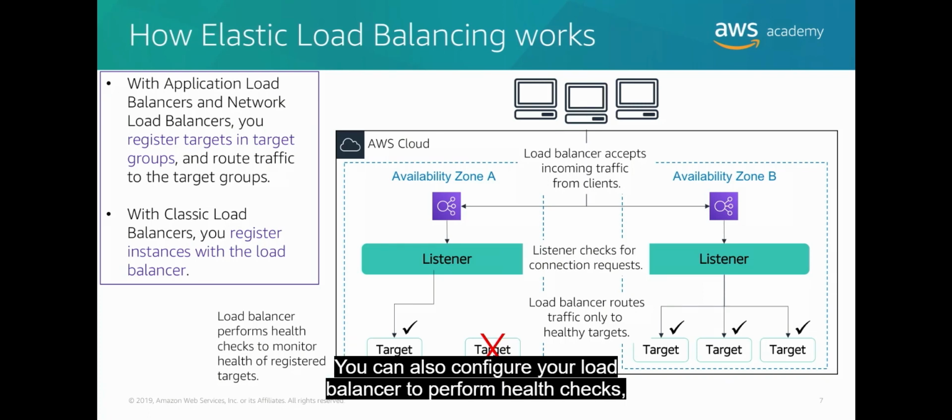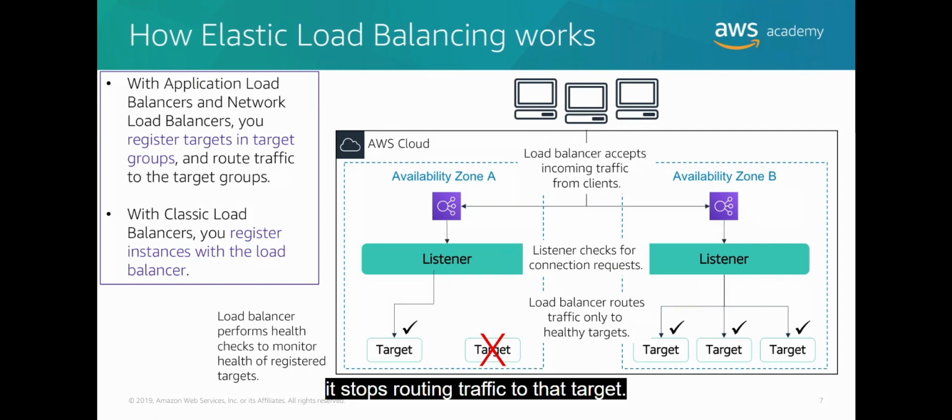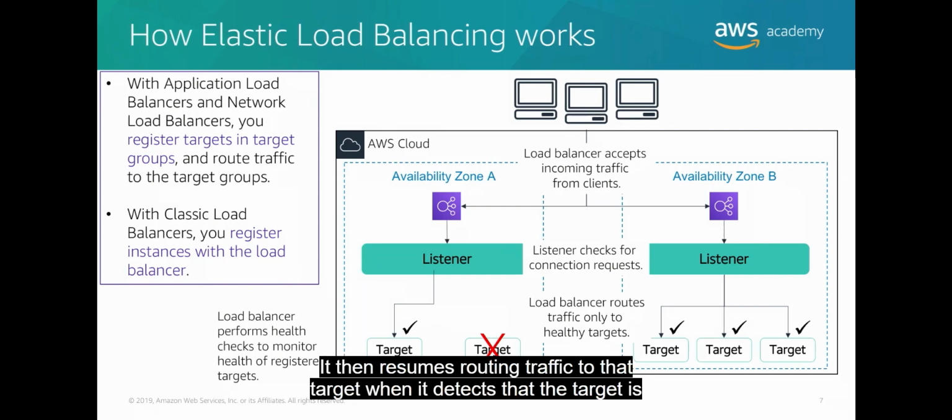You can also configure your load balancer to perform health checks, which are used to monitor the health of the registered targets so that the load balancer only sends requests to the healthy instances. When the load balancer detects an unhealthy target, it stops routing traffic to that target. It then resumes routing traffic to that target when it detects that the target is healthy again.